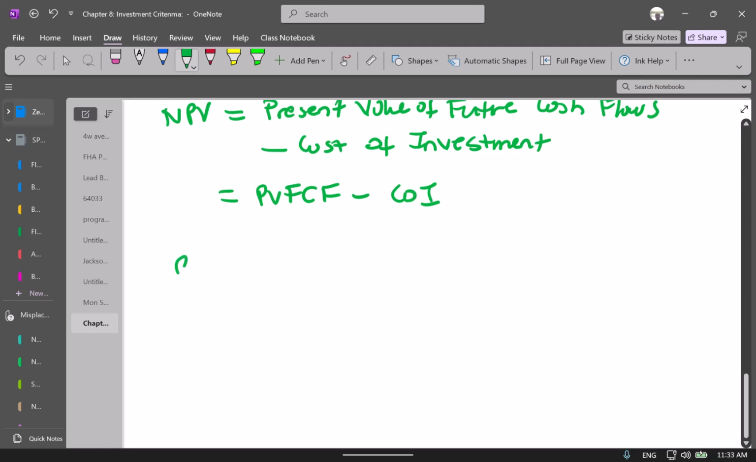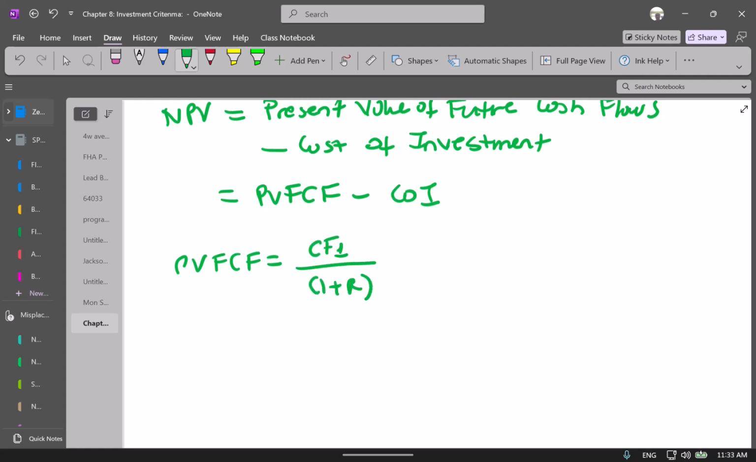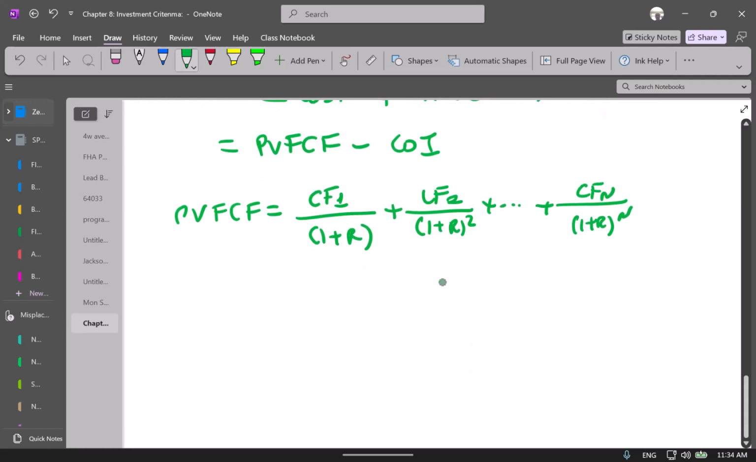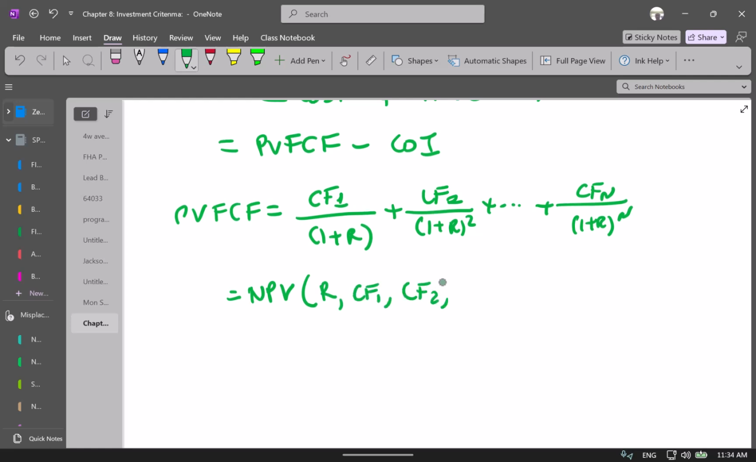And by present value of future cash flows, I'm going to take the cash flow in year one, divide that by 1 plus R. Come on, work with me. You don't need to make any of these calculations by hand, even without a template. For example, in Excel, this would be the unfortunately named NPV function. It would be R, CF1, CF2, through CFN. Rather simple calculation.